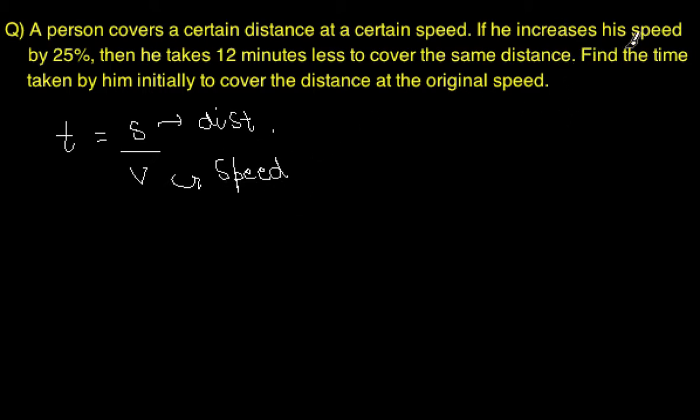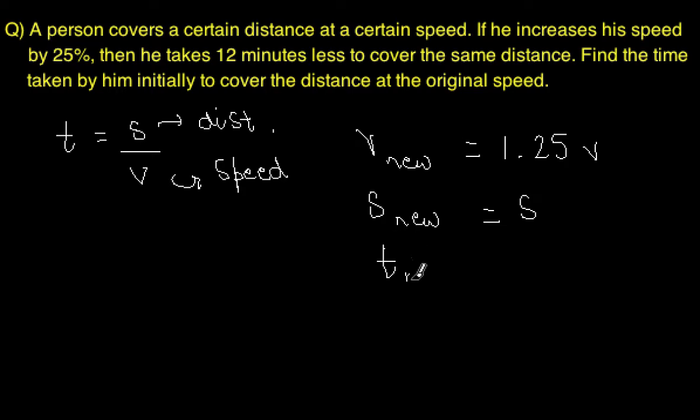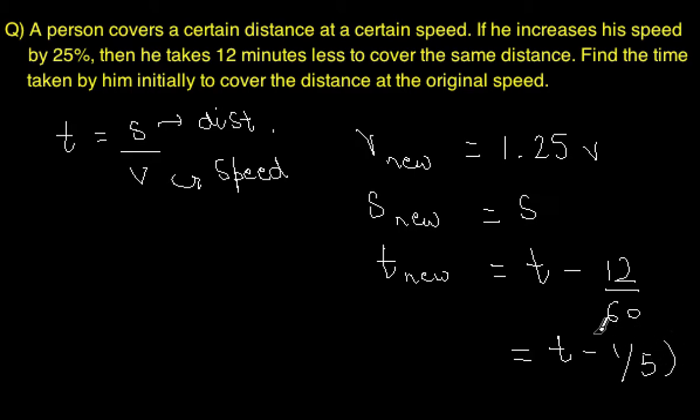Now it is given that he increases his speed by 25%, so the new speed v new is 1.25 into v, which is 25% more than v. Now he takes 12 minutes less to cover the same distance. So the distance is still the same s, but the time has decreased by 12 minutes. So the time becomes t minus 12 upon 60 if we are taking the time in hours, which is t minus 1 upon 5.